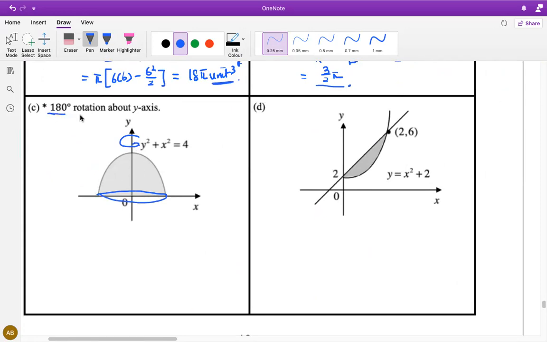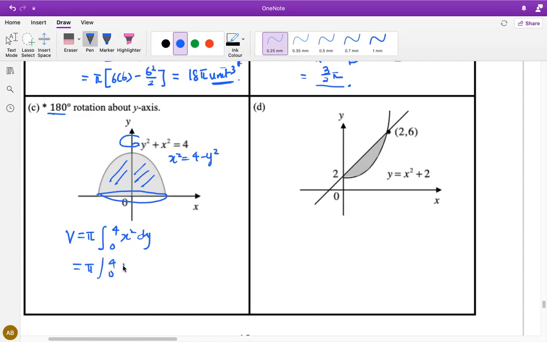But we write 180 degrees rotation about the y-axis because the area shown is including both sides, right? So only one side, then it is 360 degrees. So we use the same formula, right? So therefore V equals pi integral from 0 to 4 of x squared dy, right? So what is x squared? x squared is actually 4 minus y squared.